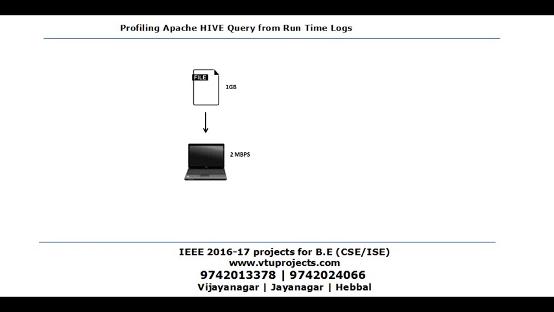So 1 GB divided by 2, that is 0.5. It will take 500 seconds to copy this 1 GB of data into this laptop whose data transfer rate is 2 Mbps. If you convert this 500 seconds into minutes, it will be 8.33 minutes. Okay, so this is the traditional problem.